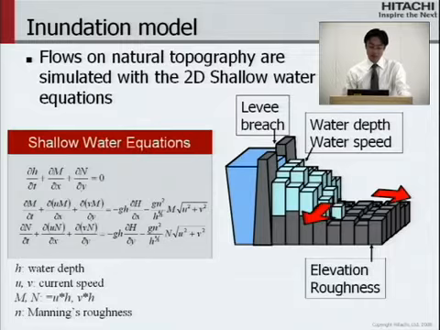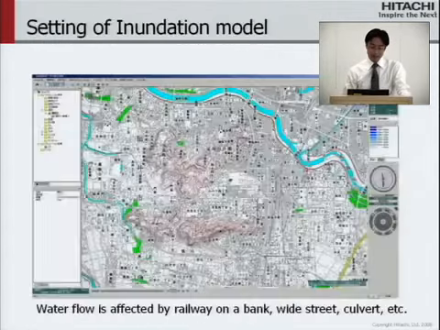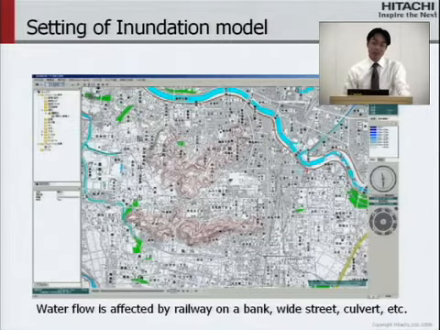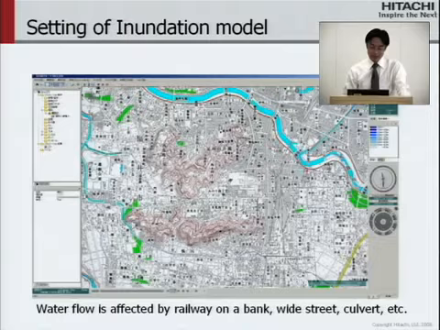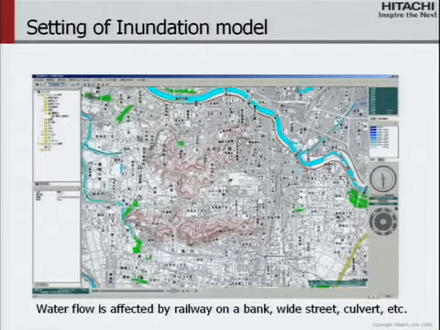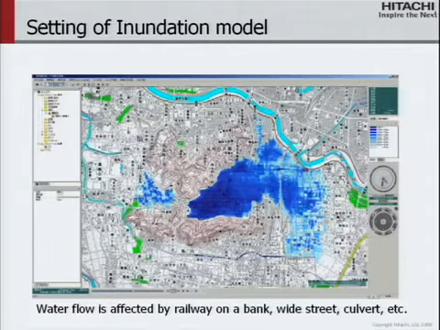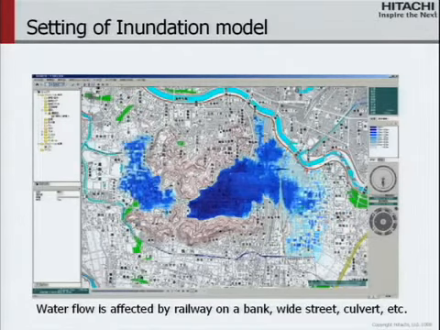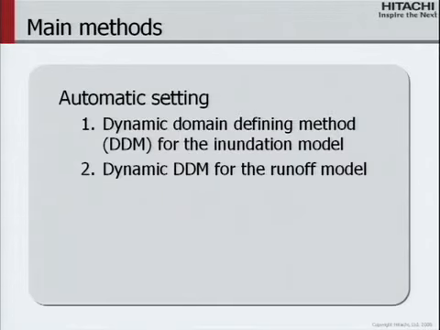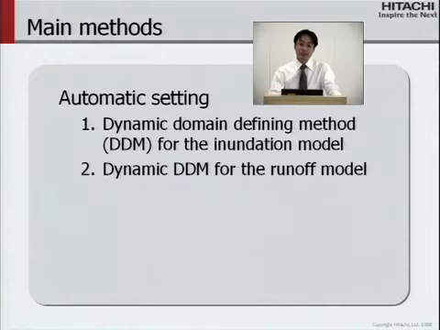But it's not enough to simulate an urban area, because in urban areas, there are a lot of artificial structures like railways, wide streets, culverts, etc. I think I showed this before. So I should simulate all these kinds of artificial structures using other equations. It's very difficult. So what we did is automate the setting of the whole simulation process. The main technology is the dynamic domain definition method, or dynamic DDM.